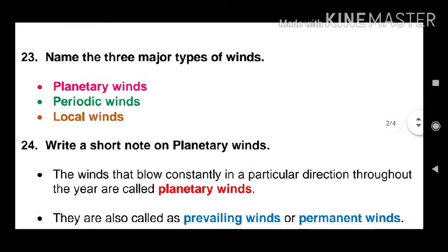Next question. Name the 3 major types of winds. Number 1, planetary winds. Number 2, periodic winds. Number 3, local winds.